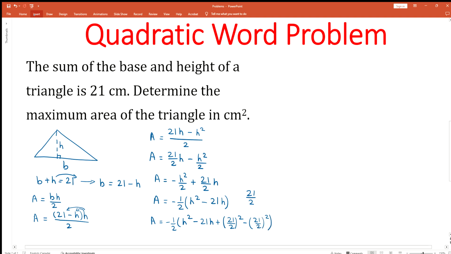Next, we should move out the negative 21 over 2 squared outside the parentheses, and when we do that, we have to multiply this term by negative 1 over 2, because negative 1 over 2 should be multiplied to all terms in the parentheses.